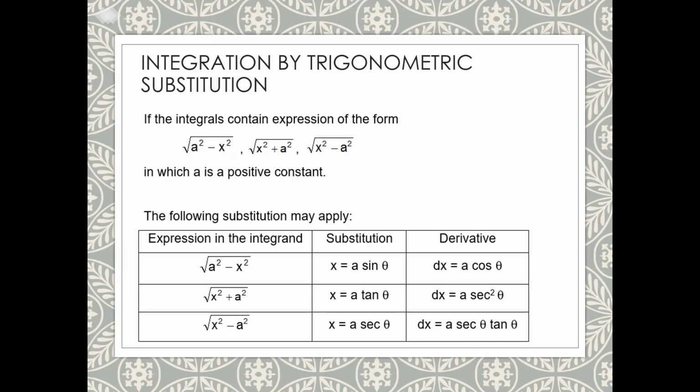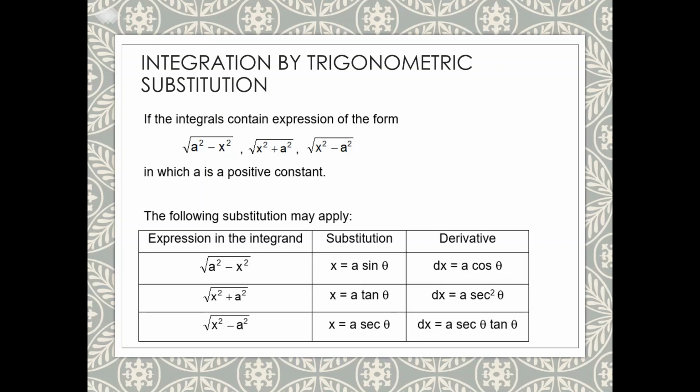If the integral contains an expression of the form the square root of a squared minus x squared, or the square root of x squared plus a squared, or the square root of x squared minus a squared, in which a is a positive constant, the following substitutions may apply.